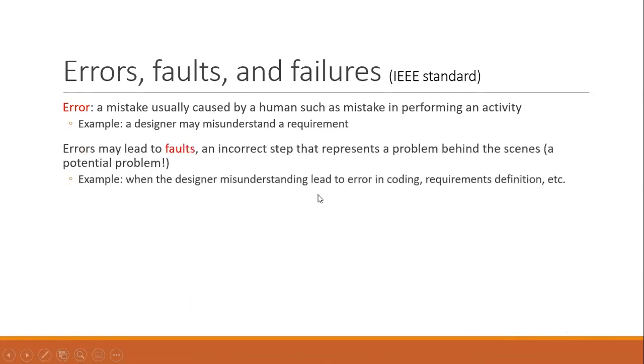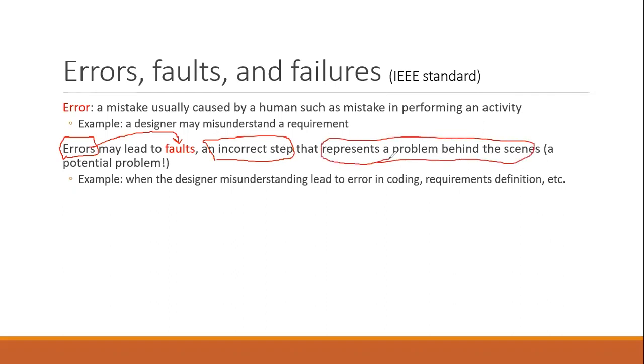Now let's go for faults. What is a fault? For example, if you make one error or two errors, or many errors, this will lead to a fault, an incorrect step. So a fault is a little bit more major than an error. Error is smaller. Many errors get together and lead to a fault that represents a problem behind the scene. So it is a potential problem. A fault is a big, potential problem.